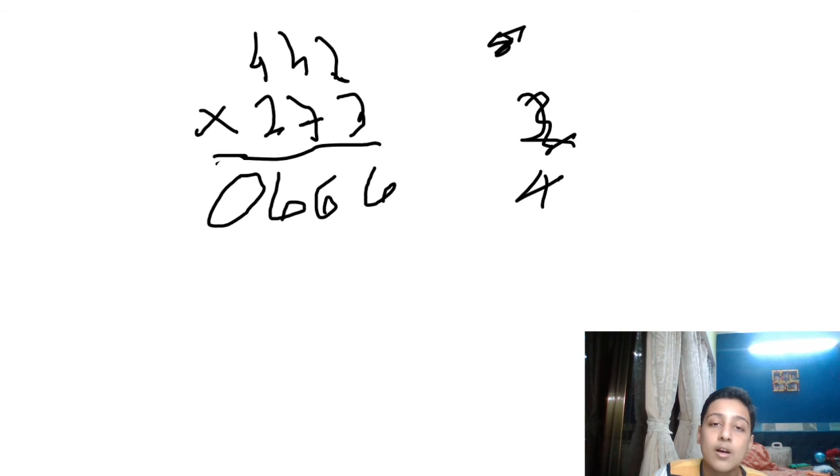Now you've got to multiply 4 and 2, which is 8, plus 4, 12. So 120666. Now let me check. 442 multiplied by 273. 120666. Actually, I wasn't sure what the method was. I'd forgotten it, but guess what? I got it correct. So this is the method.